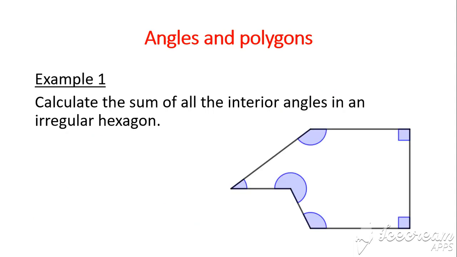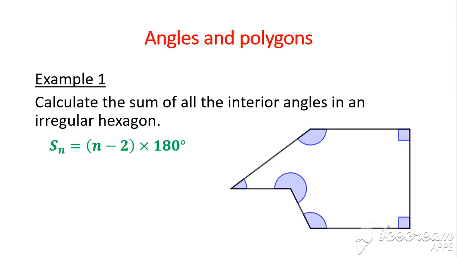All right, let's show you with a couple of examples. Calculate the sum of all the interior angles in an irregular hexagon. So here we have a six-sided irregular shape, funny looking shape, and I've indicated all 6 angles on the inside. You can see a couple of them are right angles, but we're going to work out what all those 6 angles add up to. Here's the rule.